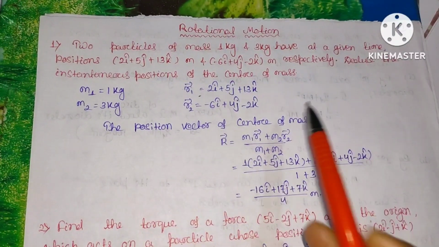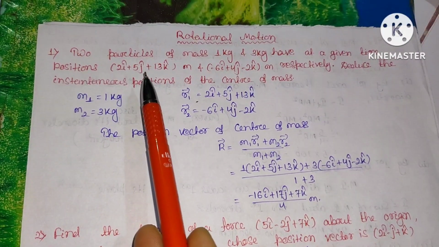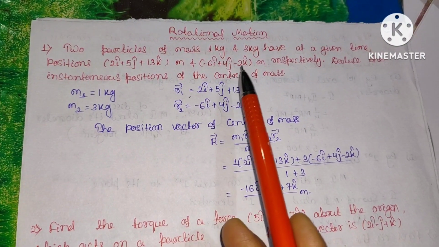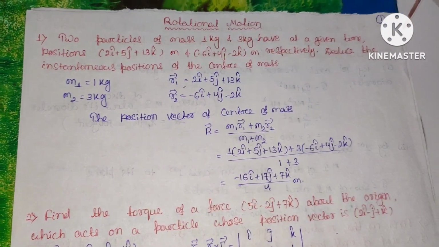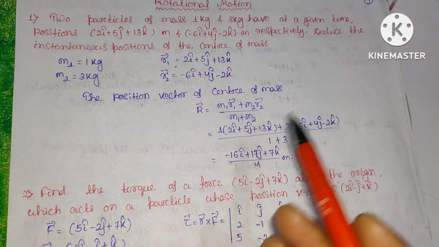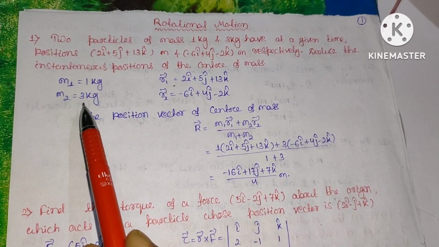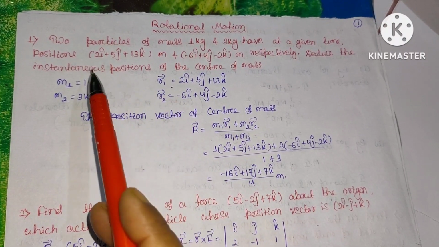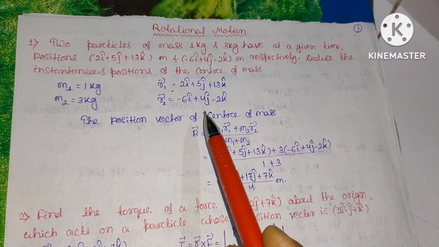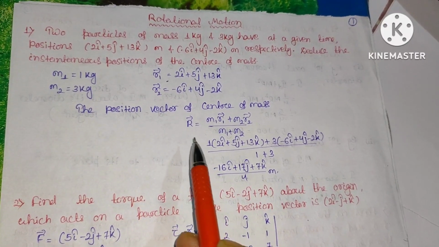Two particles of mass 1 kg and 3 kg have, at a given time, positions 2i cap plus 5j cap plus 13k cap meter and minus 6i cap plus 4j cap minus 2k cap meter respectively. Deduce the instantaneous position of the center of mass. First of all, mass is given, m1 is 1 kg and the second particle is 3 kg. r1 is 2i cap plus 5j cap plus 13k cap and r2 is this much.